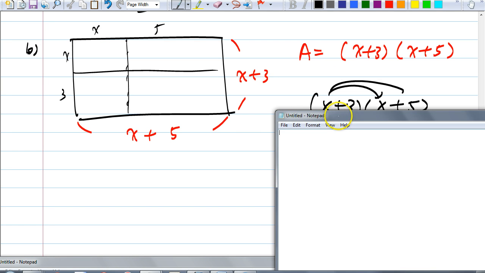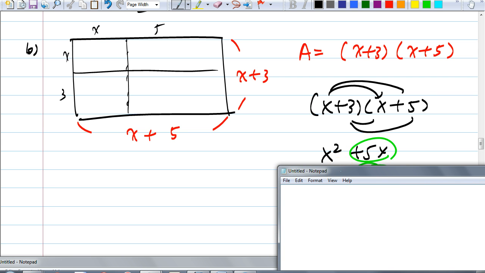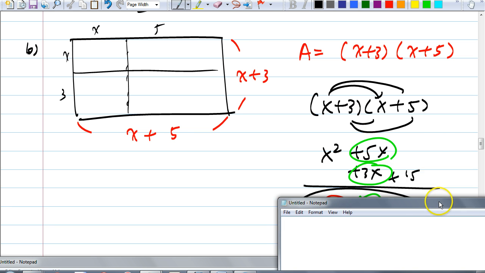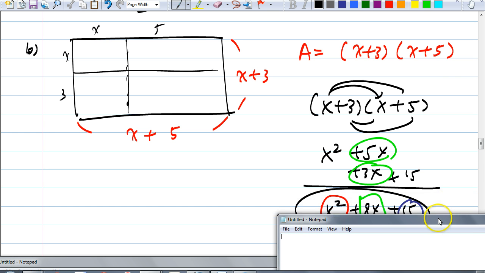So how many people got x plus 3 times x plus 5? You distribute it like this. You get x squared, right? Plus 5x. And then 3 times x is what? What's 3 times x, class? 3x. And 3 times 5 is 15. Right, okay. X times x, you get x squared. X times 5, you get 5x. Then here, 3 times x, you get 3x. And then, of course, you got to do 3 times 5, which is plus 15. What's the answer? X squared plus 8x plus 15.